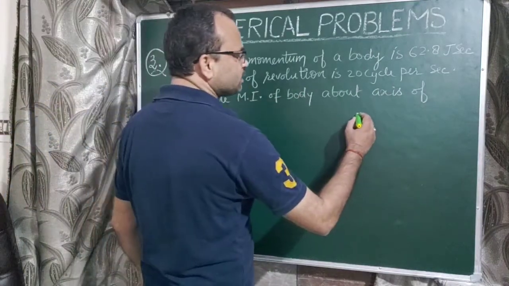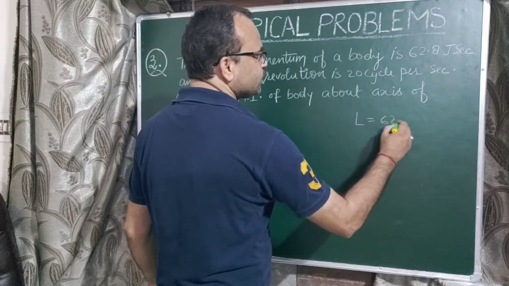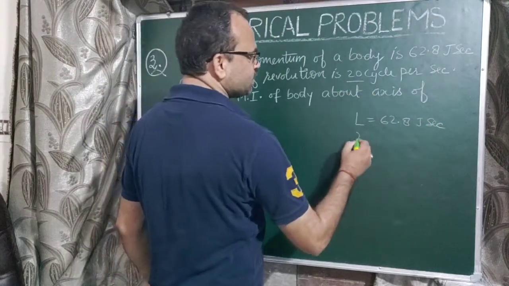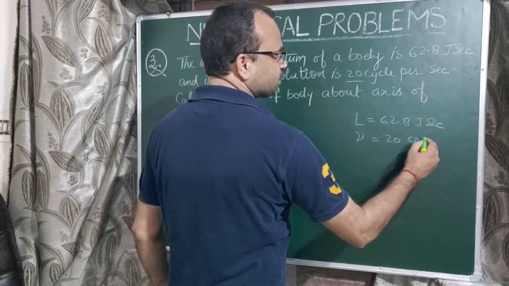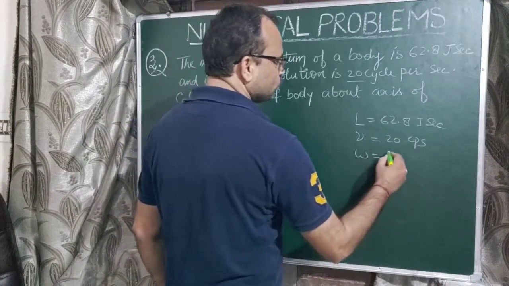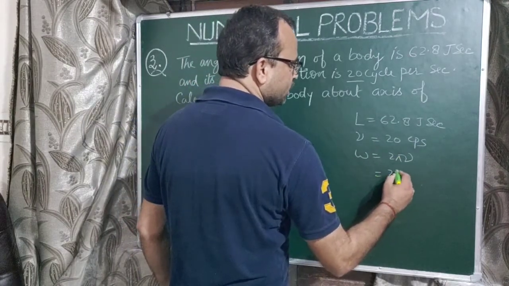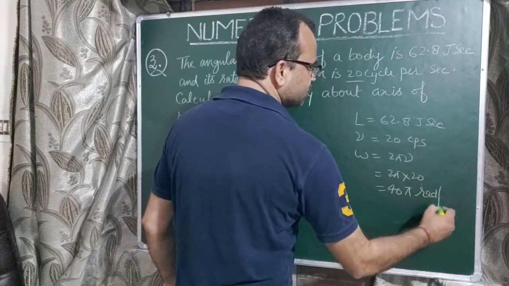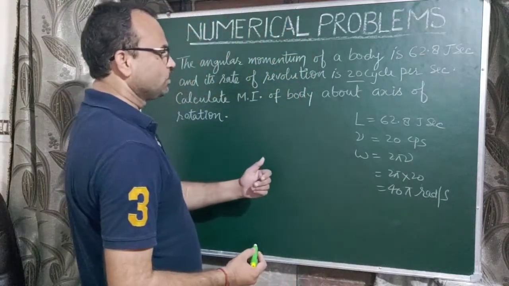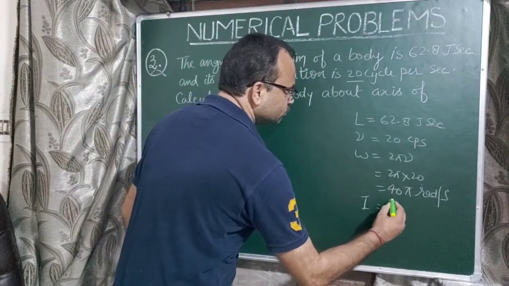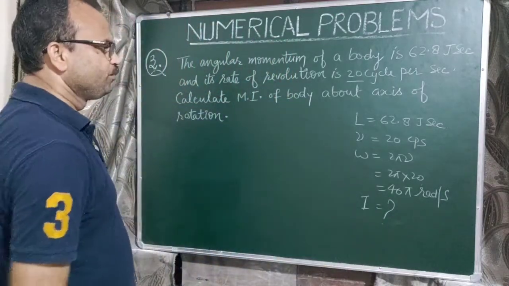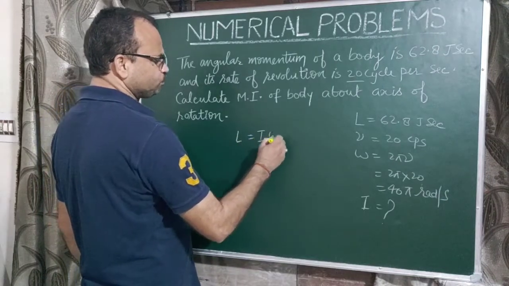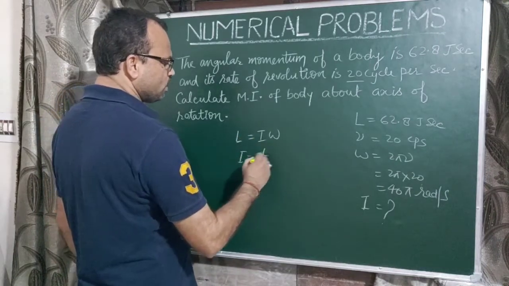So angular momentum is given, means capital L is given, 62.8 joule second. Okay, here 20 is the frequency, nu, 20 cycle per second. So omega is equal to 2 pi nu. So 2 pi into 20 means 40 pi radian per second is the angular speed. Okay, and we have to find the value of I, means moment of inertia. So as we know the very simple relation L equal to I omega, so I equal to L upon omega.